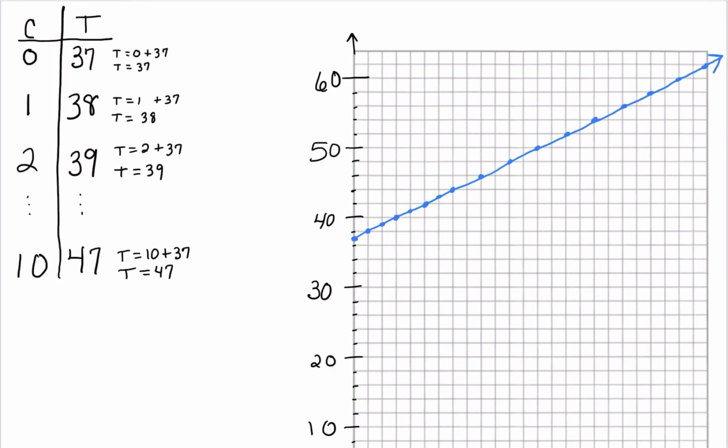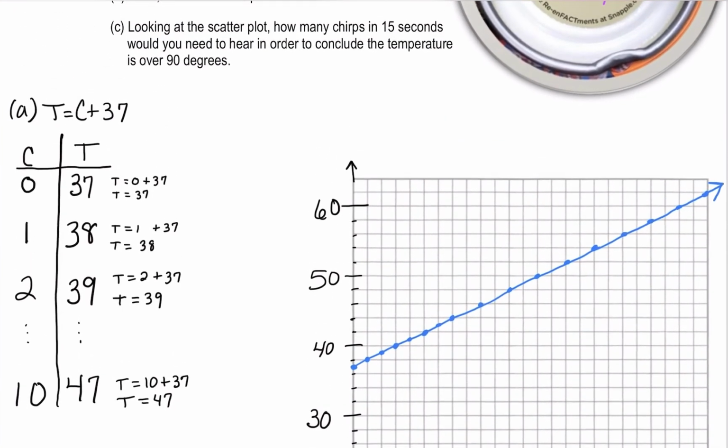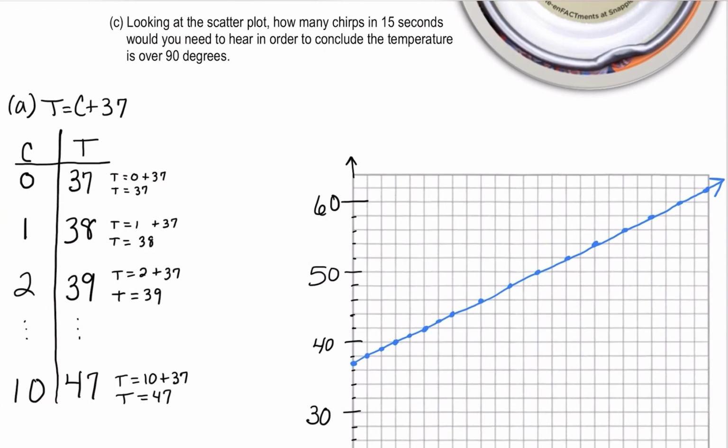All right, so there's my graph. And then the last question here says, looking at the scatter plot, how many chirps in 15 seconds would you need to hear in order to conclude that the temperature is, oh, I don't want 90 degrees. I meant to change that. I must be working off a slightly older file. I thought I had changed that. So 90 degrees is off of my graph. So do me a favor. If I want us to use the graph, which is what I said, let's change that to 60 degrees if you would be so kind.